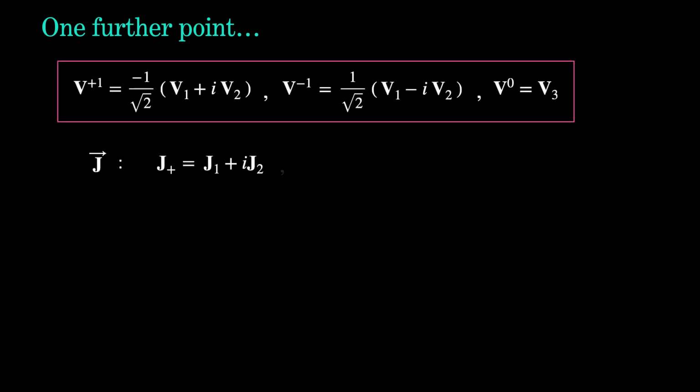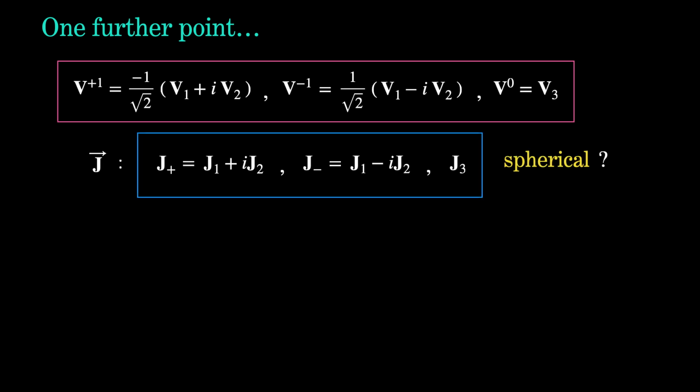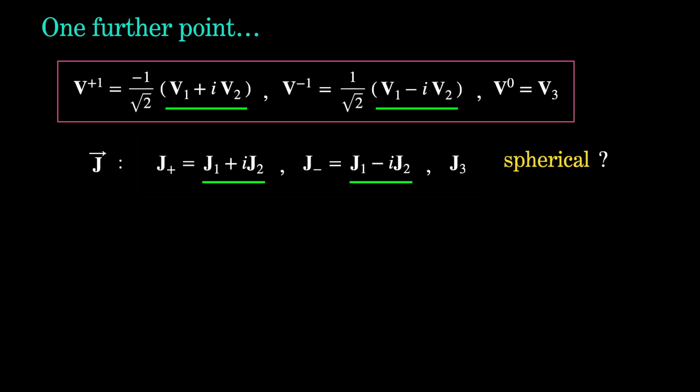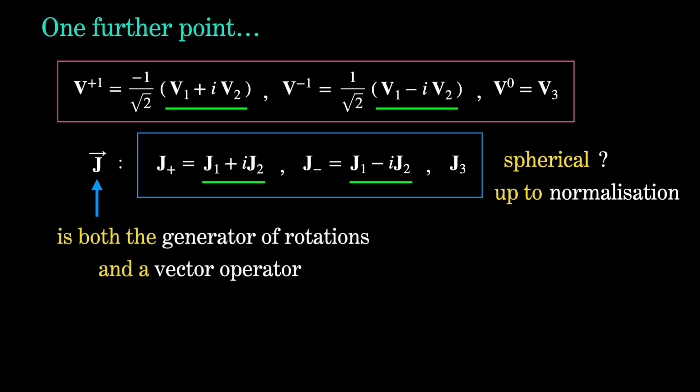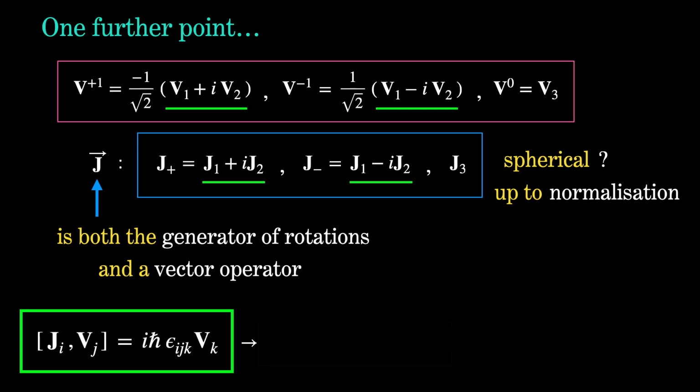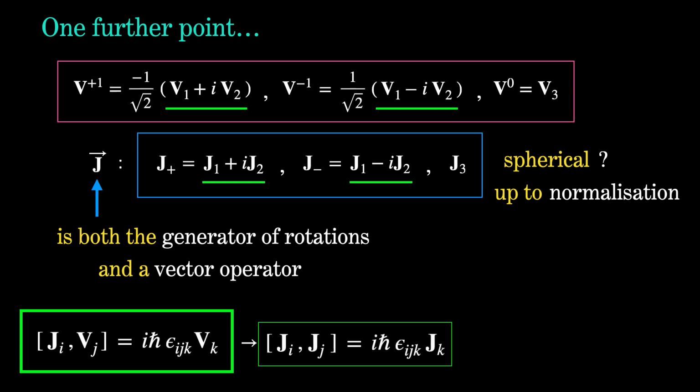Compare this with J plus, J minus, and J3. Are these the spherical components of J? As you can see, J plus minus differs from the standard form of the spherical components by just some constant prefactors. This is what we mean when we say that the components in the blue box are spherical up to normalization. It is important to note that since J is both the generator of rotations and a vector operator, it must thus satisfy the Cartesian commutation relation in the green box, which is just the algebra for rotation generators.